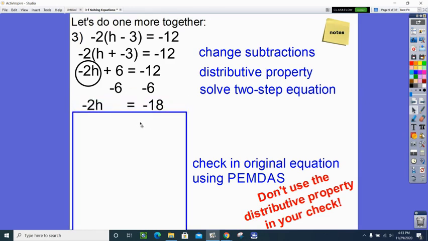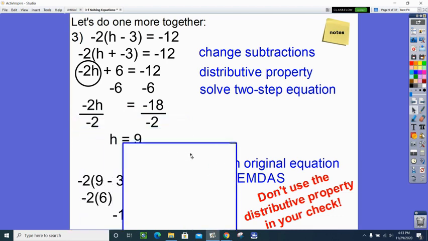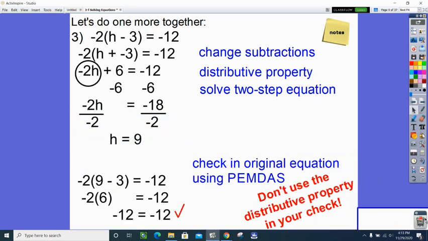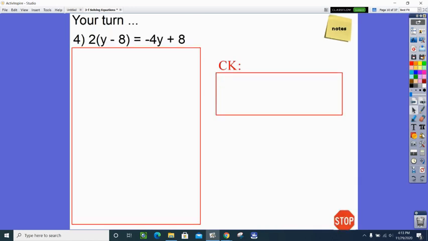And then you should have divided by negative 2. Don't cut that negative sign off the number. And your final answer should have been positive 9. When you did the check, the 9 goes back in the original, and there should be no distributive property in the check, okay? You're going to do order of operations, parentheses. 9 minus 3 is easy. It's 6. And then negative 2 times 6 shows us that 9 is the answer. Remember, no distributive property in the check.